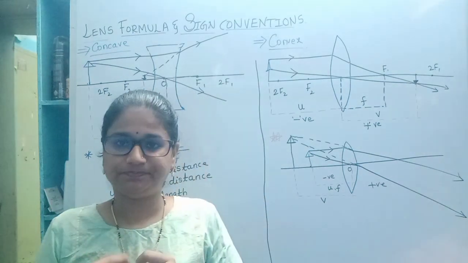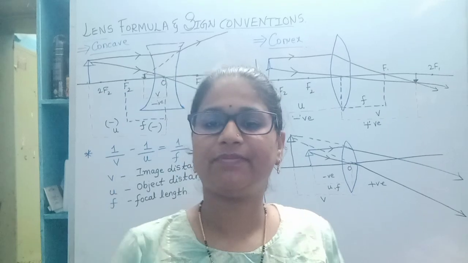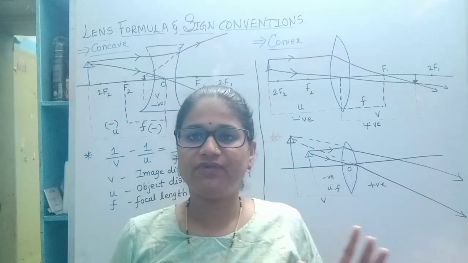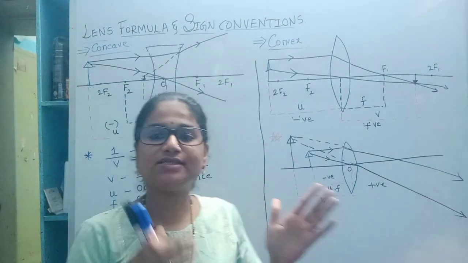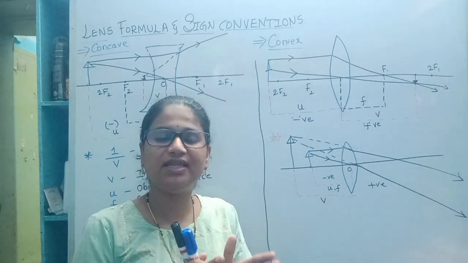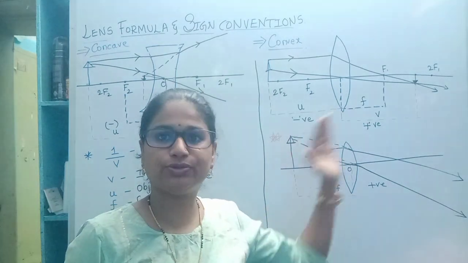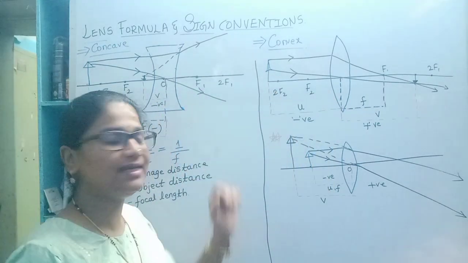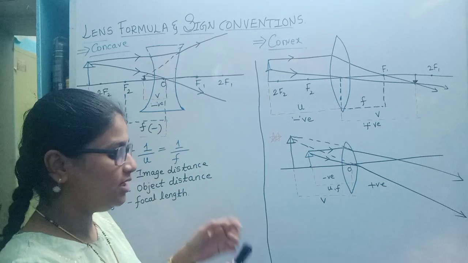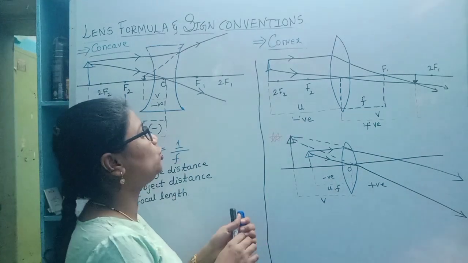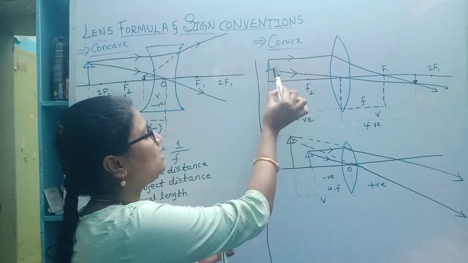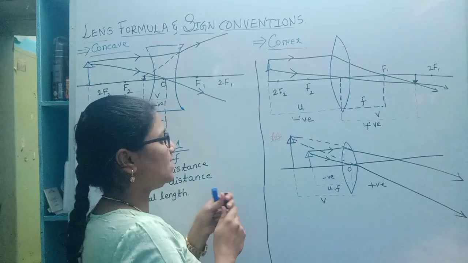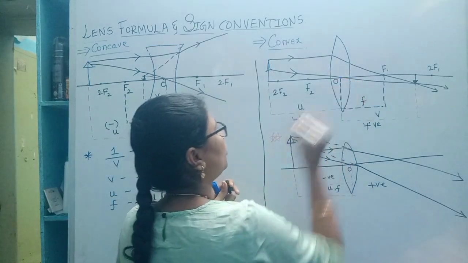So here we have to basically know what is object distance, what is focal length and what is image distance according to the lens. So let us consider a ray diagram of a convex lens and let us consider an object. The object is sending two rays of light here. One is parallel, one is along the optical center.